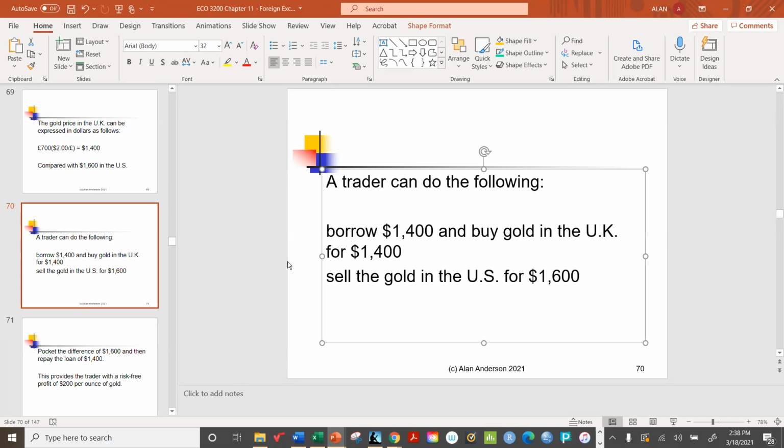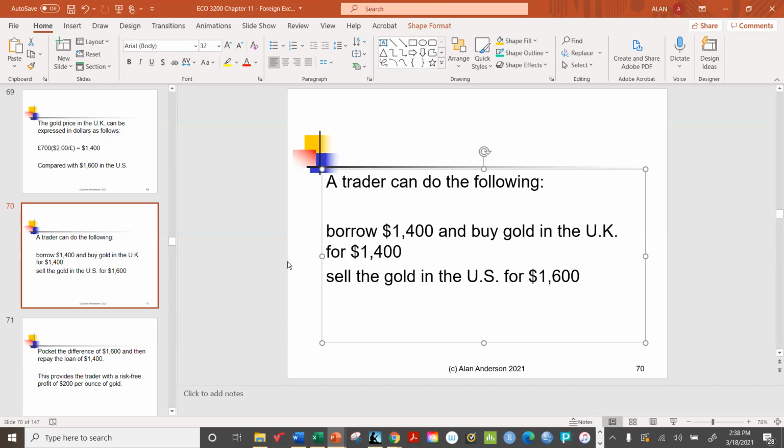The trader who's able to buy the gold for $1,400 and sell it for $1,600 will make some money, but then soon afterwards, other traders will notice the same thing, and they'll start buying the gold in the UK and selling it in the US.